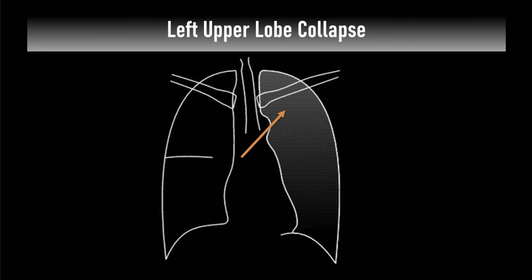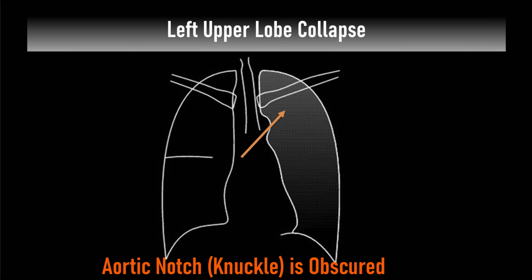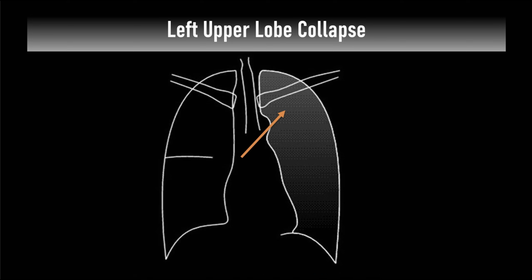And this is where you look for the pathology. In particular, you look for a density that obscures the aortic knuckle and increased lucency in the left lower lobe. What about this picture?